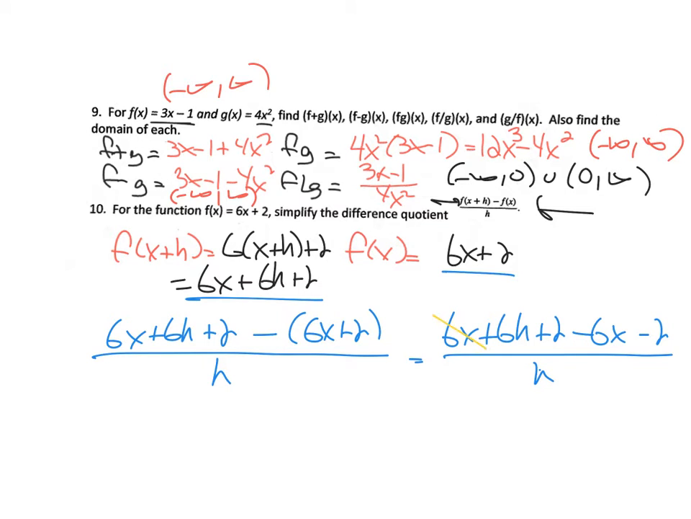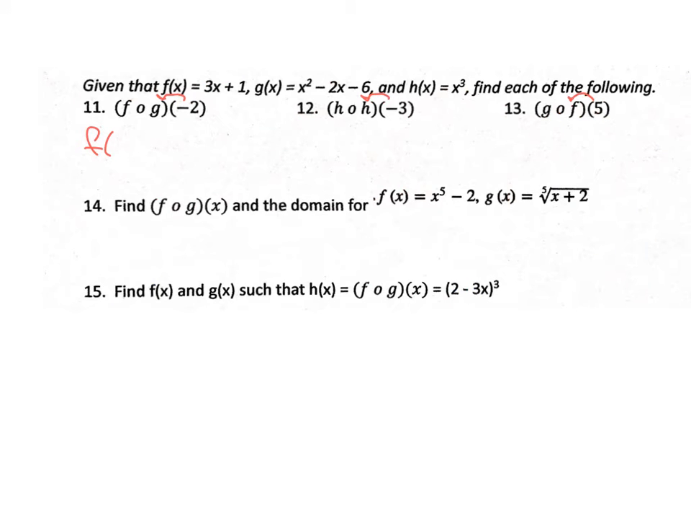And watch what happens. The 6x's cancel, the 2's cancel. So what that leaves me with is 6h over h. Now the h's cancel, so I just get 6. And that shouldn't be a surprise, if you remember how we did that this week. That's not a surprising answer at all.